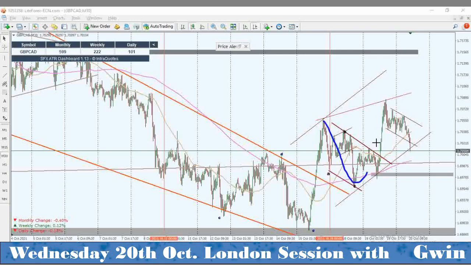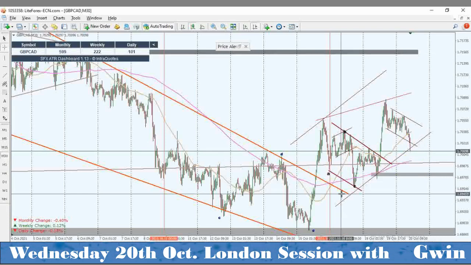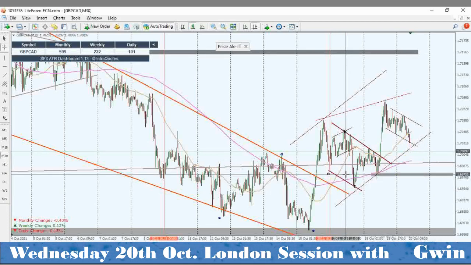We could look at ABC: A, B, and then C. We could look at a break of this structure here. A break of that one will turn GBPCAD into a bearish one. At 1.6975, a break of that structure will turn it bearish.